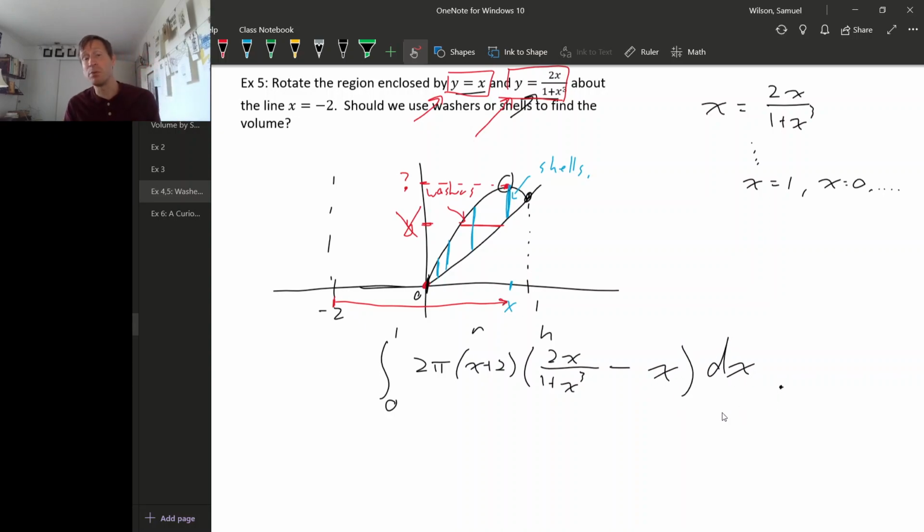So for this example, we really didn't have any choice about whether to use washers or shells. Washers was just never going to work, and we had to use shells. So any particular example of a volume integral of rotation like this that you run into, you should think about slicing it both ways. Sometimes both will be a genuine option, and you can choose washers or shells, but sometimes only one way or the other is really practical.